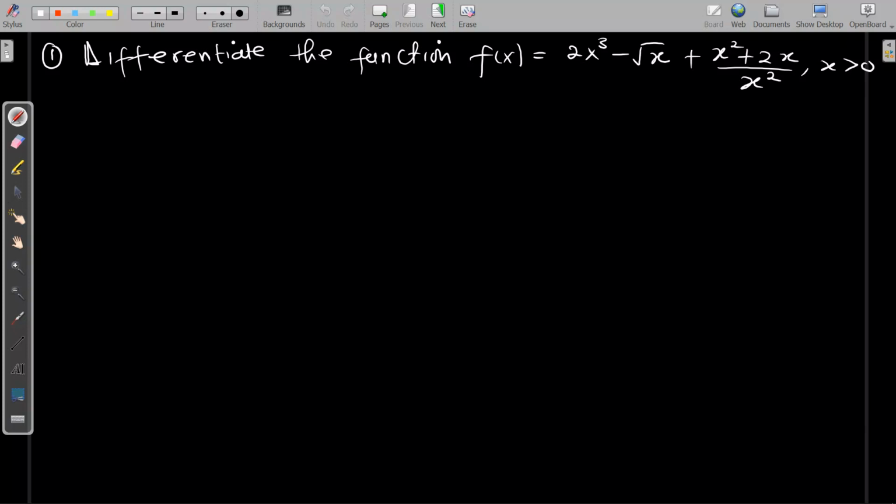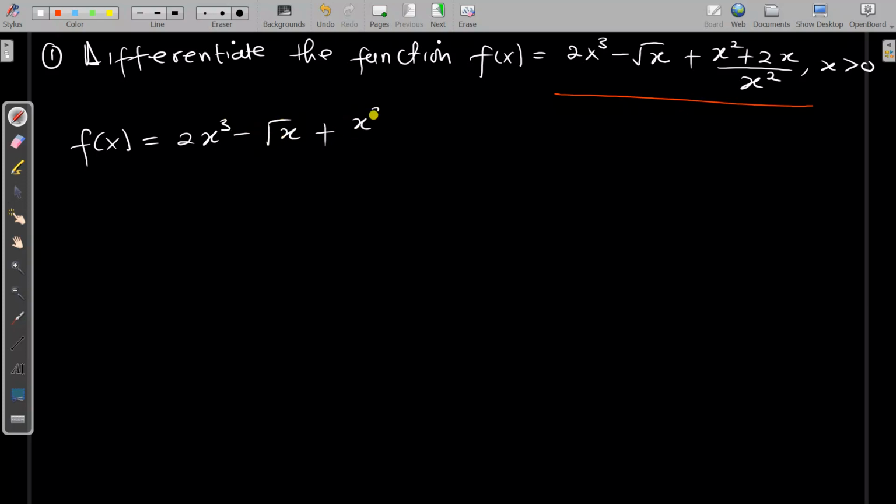So the first question says: differentiate the function f of x equals 2x cubed minus root of x plus the fraction x squared plus 2x over x squared, with x greater than 0. Right. To differentiate this, let me rewrite it: f of x equals 2x cubed minus square root of x plus x squared plus 2x over x squared, with the condition that x is greater than 0.